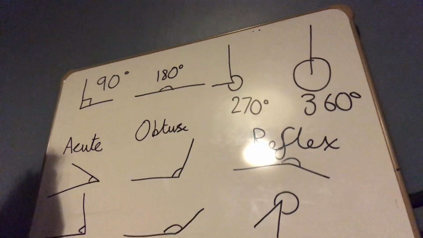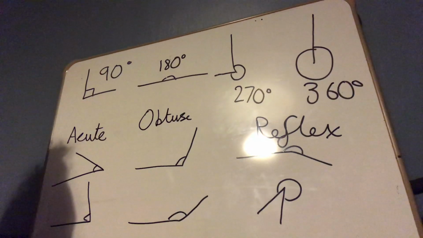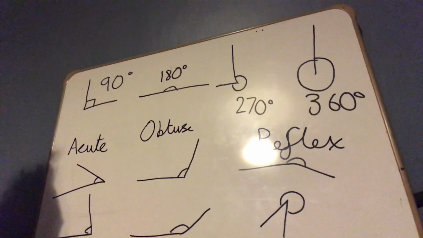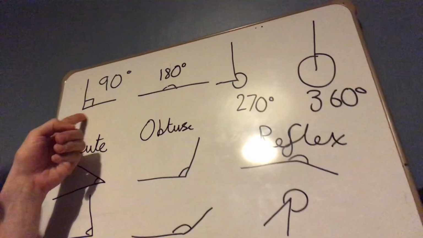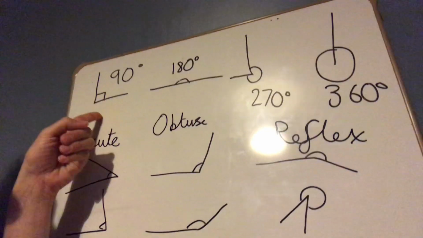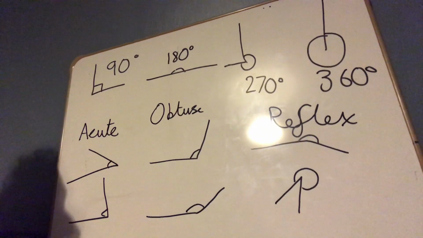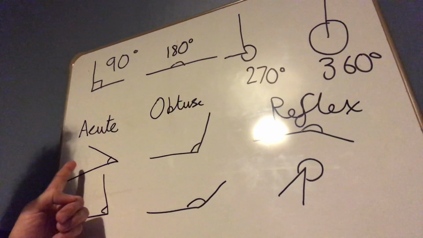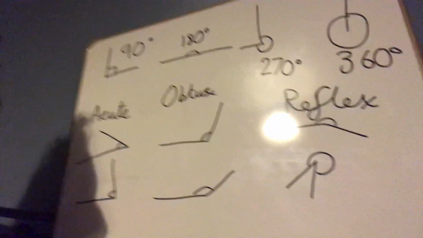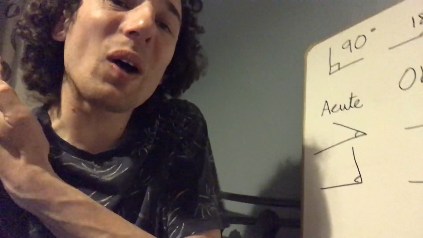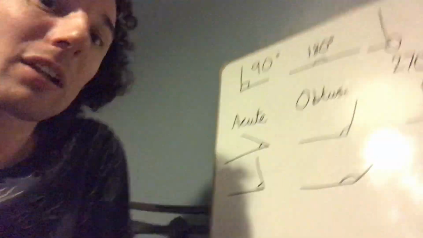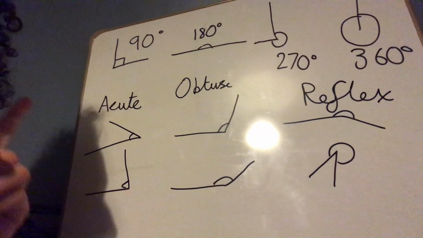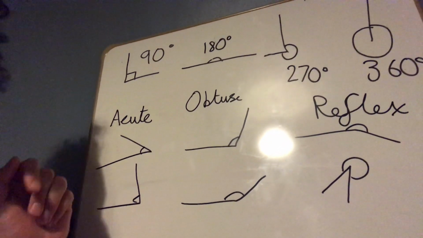So anything smaller than a right angle must be smaller than 90. Anything smaller than a right angle is less than 90. So that angle, I've written it there, is acute. And the way I remember it is, a cute little baby angle. So the smallest angles are acute angles, between 1 degree and 89 degrees. There are little acute angles.